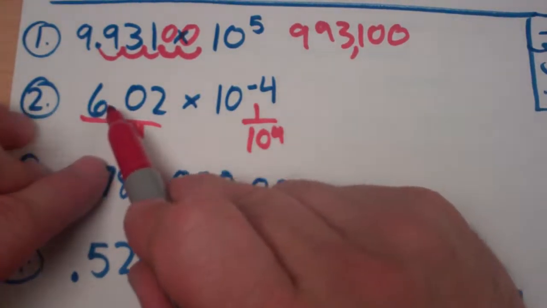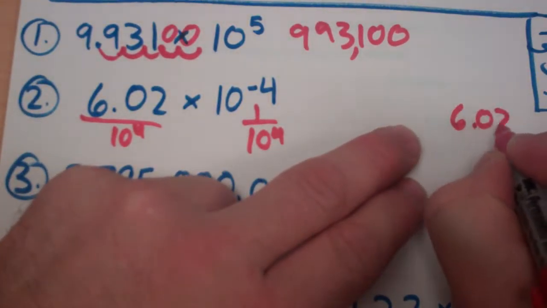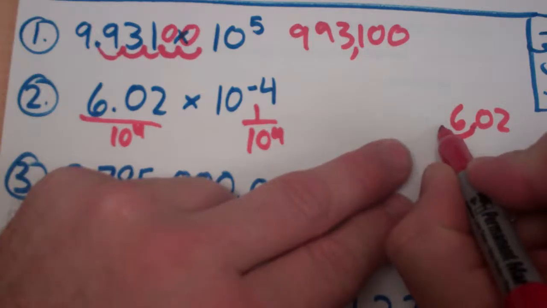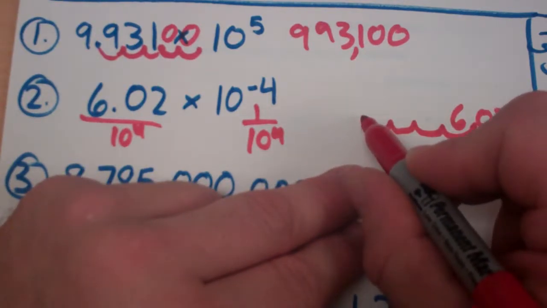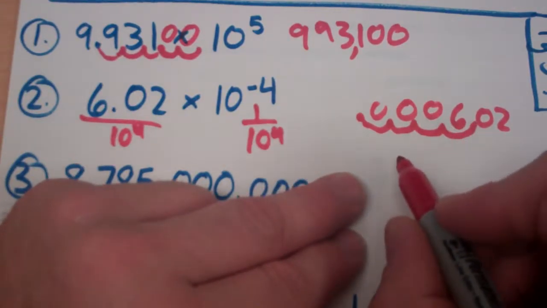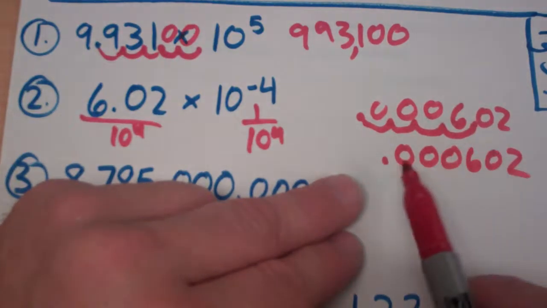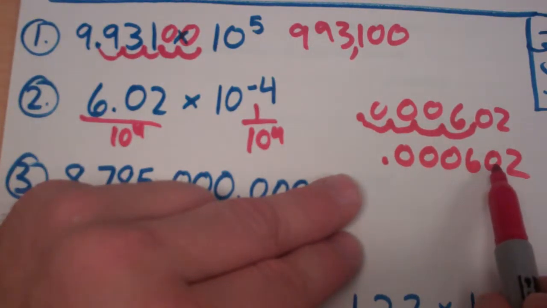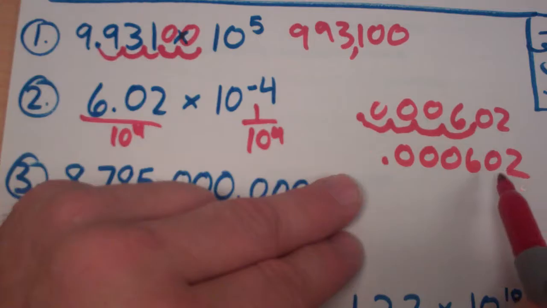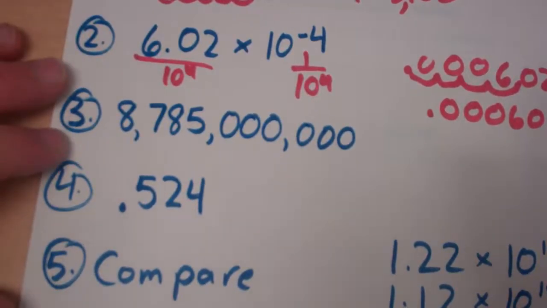If you divide by 10, it moves the decimal to the left. So if I had this 6.02 over here and I moved it to the left, divide by 10, divide by 10, divide by 10, divide by 10, fill them in with zeros, I've moved it over 4 places. 0.000602. Tenths, hundredths, thousandths, ten-thousandths, hundred-thousandths, millionths. This is 602 millionths. Alright, so the next one, they want me to write it in scientific notation.